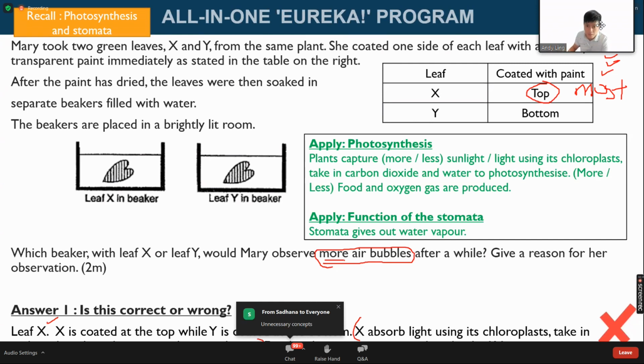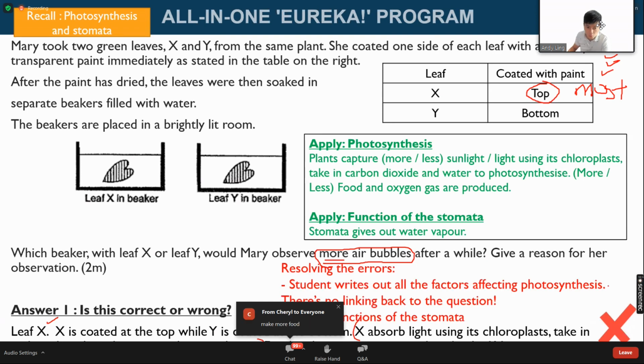Okay? In other words, the student has wallowed in all the factors. Yes, unnecessary concepts, Sahana has mentioned. Right? And not only that, why did the student mention food? Food is no use here. The question is asking for air bubbles. So don't talk about food, just talk about oxygen.